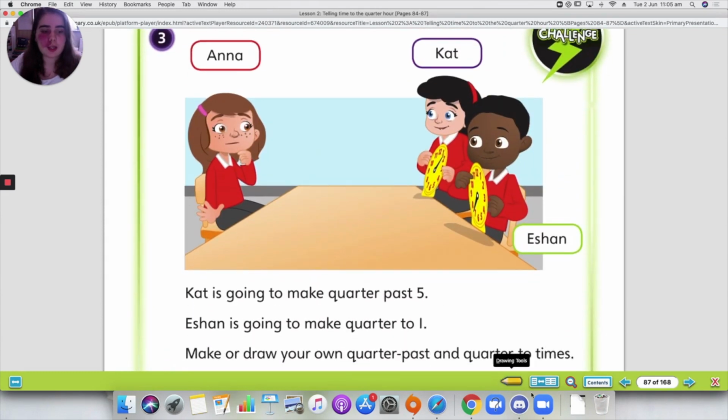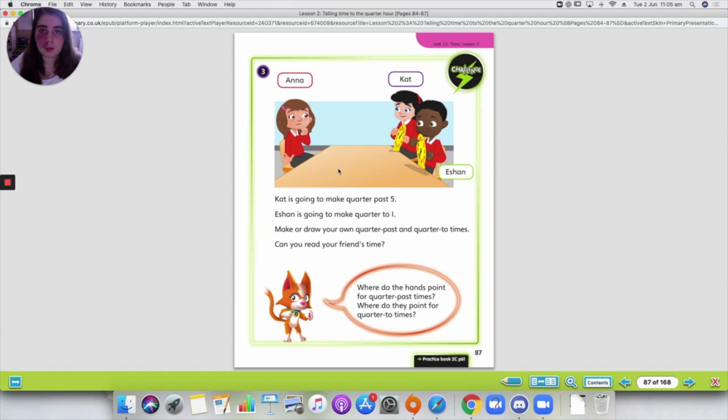So what you can do here, if you have a clock at home or if you made a clock on Monday's lesson, you can make a clock and show an adult in your house, or if you've got a sibling, you can make a time for them to try and guess. And see how many different times you can make for quarter past and quarter to. And you can even recap o'clock and half past and see if you get those right as well.